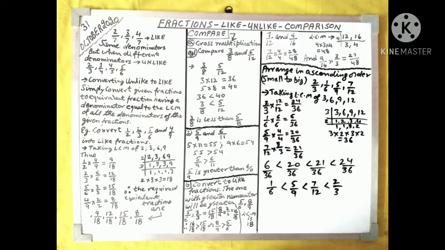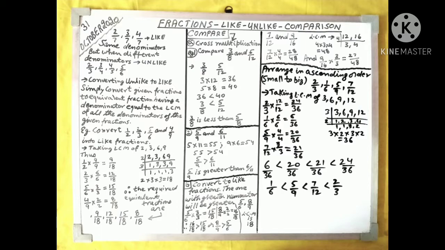The second method used to compare the fractions is that we change each one of the given fractions into an equivalent fraction with the denominator equal to the LCM of the denominators of the given fractions. Now the new fractions are like fractions, right? So we can easily compare the numerator and tell which one is greater and which one is smaller.